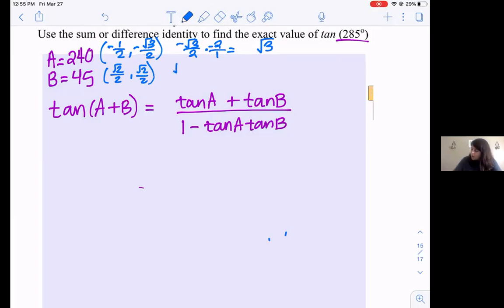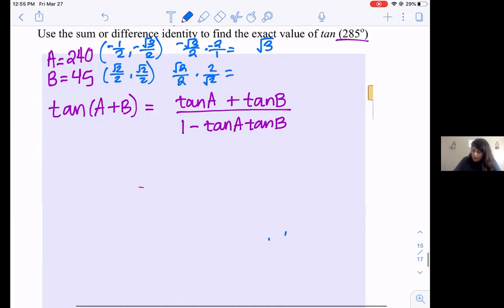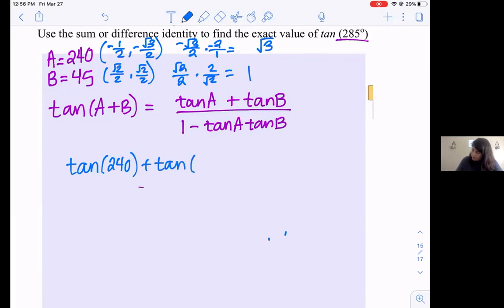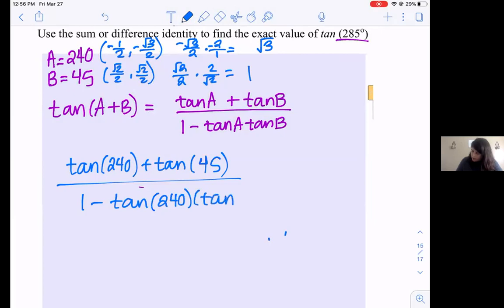Tangent is positive in the third quadrant, so that matches up. Okay, and then when I do my y divided by x, I get 1. Okay, 45 is in the first quadrant. Tangent's positive in the first quadrant, so it makes sense that our answer is positive 1. Okay, so now I'm just going to plug in those values. So let's say tangent of 240 plus tangent of 45 over 1 minus tangent 240 times tangent 45.